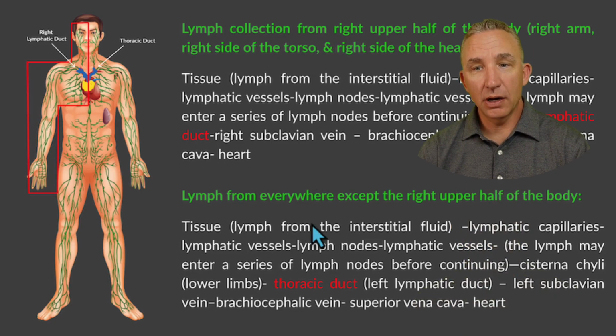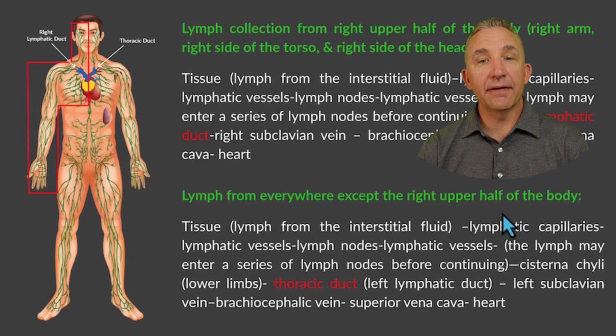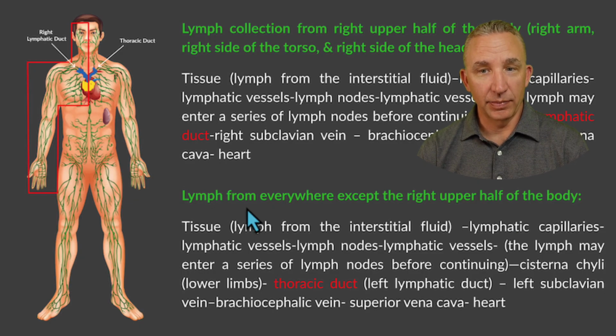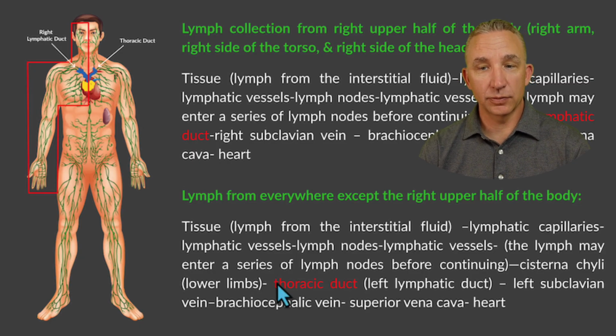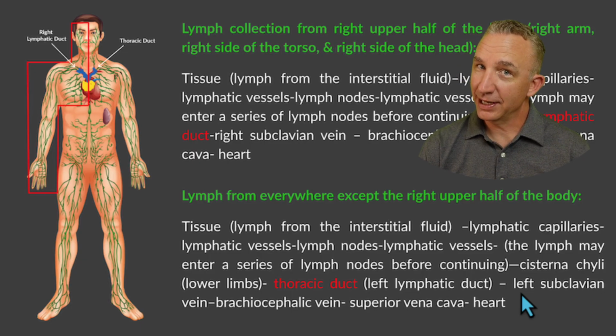When we go down below, now I'm using everything else that's outside the red box. Everything that's on the left side and then all of my lower limbs, we just repeat the same process. The only two differences is we're going to go through the thoracic duct, which is the left lymphatic duct, to where that will dump again into the subclavian vein, brachiocephalic, superior vena cava. Now I'm into the right atrium.